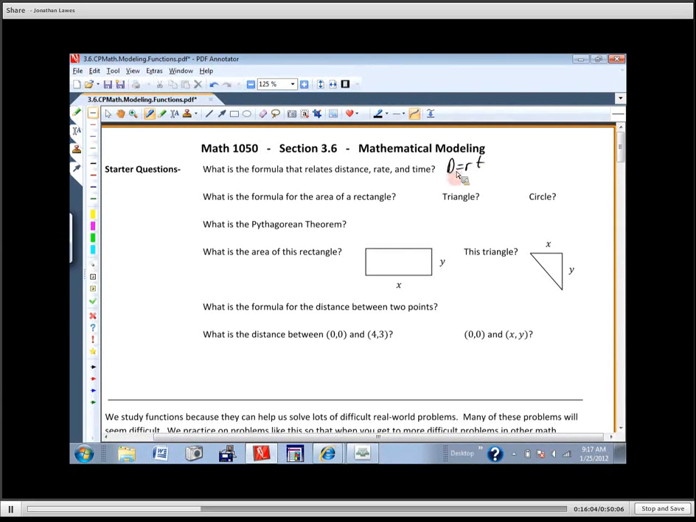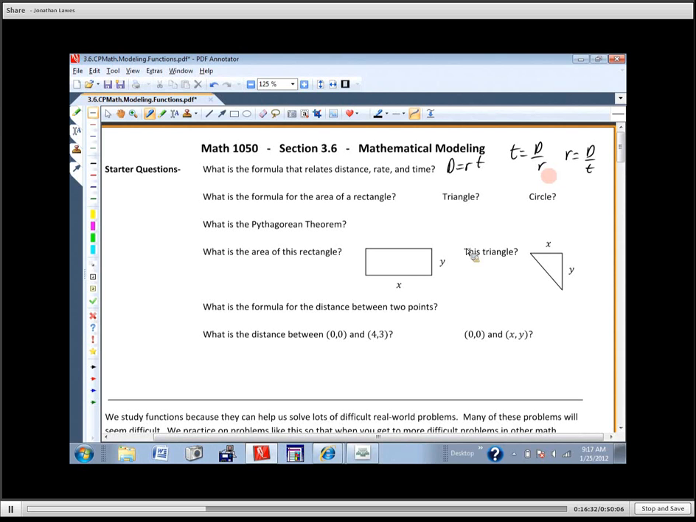And you can take this and solve it for any one you want. So if I want to know what the time is, take the distance divided by the rate. If I want to know what the rate is, take the distance and divide it by the time. So we can algebraically manipulate that very simply so that we can solve for any variable we want. Now that's not hard, is it? Does anybody have any questions about that?